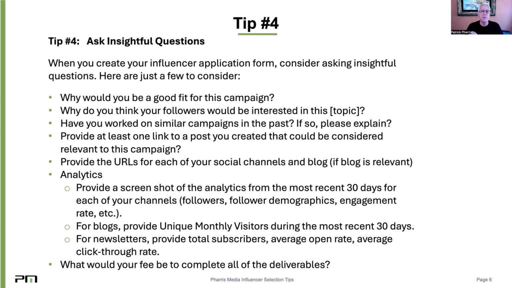Also ask them to provide the direct URLs to their social channels or blog, if a blog is relevant for your campaign. For blogs, for sure, ask them to provide their unique monthly visitors, not page views, unique monthly visitors. That's the unique quantity of people who've actually visited that blog in the most recent 30 days. For newsletters, ask them to provide total amount of opt-in subscribers, their average open rate, average click-through rate, and then ask them this question: what would be your fee to complete all the deliverables?